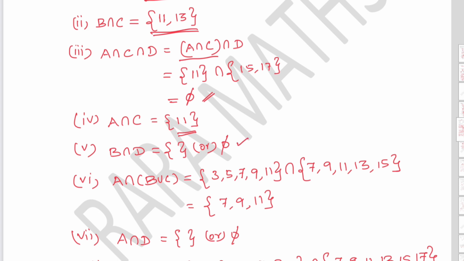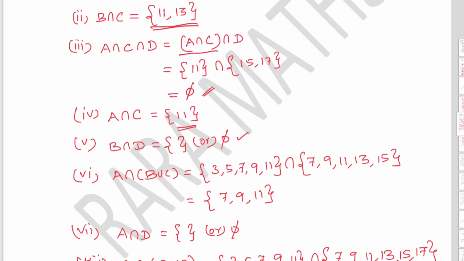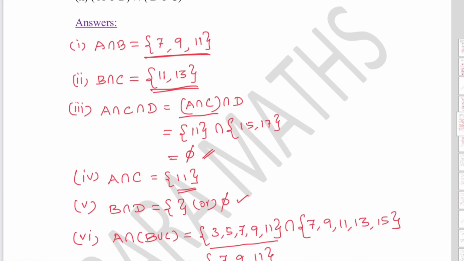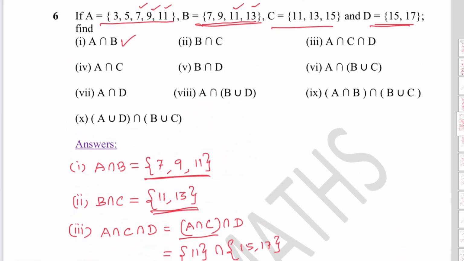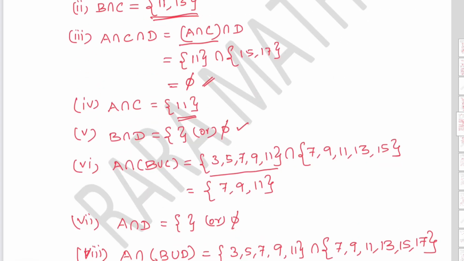And A intersection B union C. So set A is 3, 5, 7, 9, 11. And B union C, you can just combine B and C. You get 7, 9, 11, 13, 15. Now we have to find the intersection of these two sets. So the common elements are 7, 9 and 11. So A intersection B union C is 7, 9, 11.